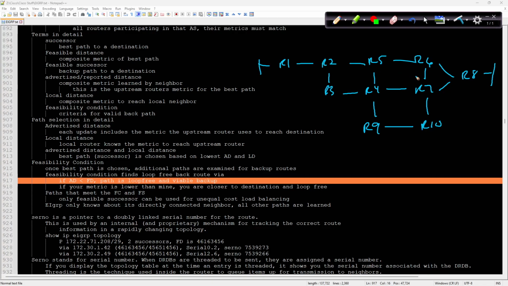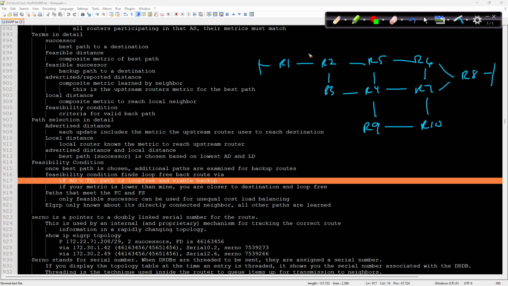Let's say R1 and R8 have users attached to them. R2, 5, 6, all these other guys in the middle, they're just transit routers. There's no users directly attached to them. What will end up happening is we have to look at this in terms of how many hops.